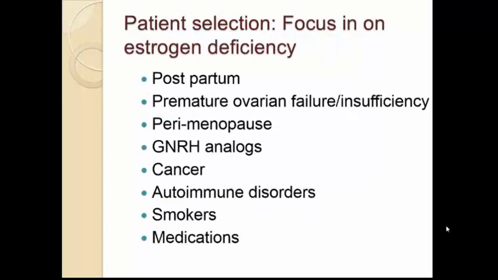Regarding patient selection, focus in on estrogen deficiency in all patients in your history and even when a patient books in. Think of your patients that are postpartum, those that are younger and suffering from premature ovarian failure and insufficiency. Consider fertility patients within this as well. Perimenopausal patients, those that are on GnRH analogs, those with cancer or autoimmune disorders, and don't forget our smokers and those on medications.